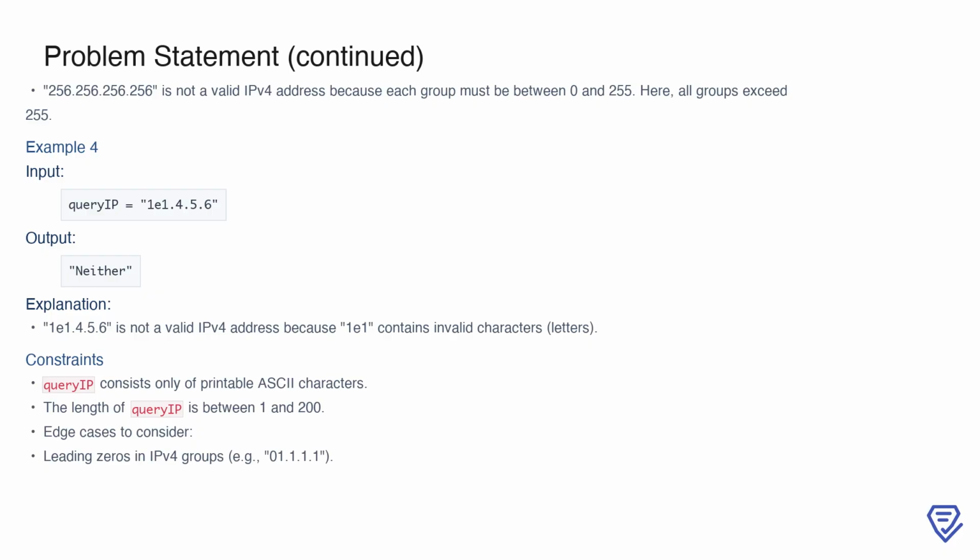Another example is queryIP equals 1e1.4.5.6, which also outputs Neither. This is because the group 1e1, meaning 1 times 10 to the power of 1, contains invalid characters. Letters are not allowed in an IPv4 address. These examples highlight some common pitfalls to watch out for when validating IP addresses.